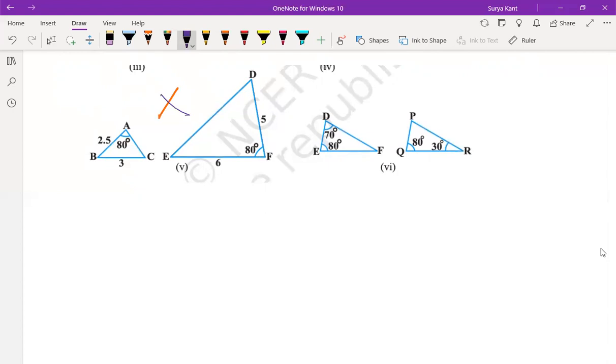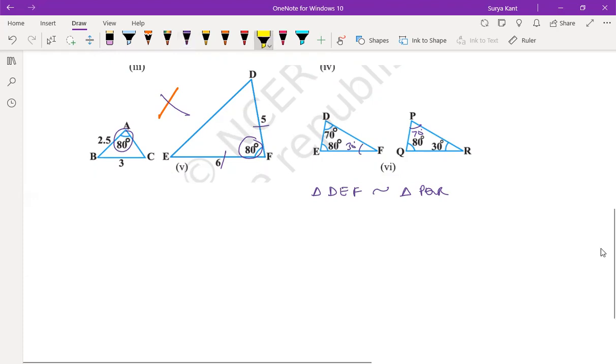See, this angle is between two sides, right? And this angle is between where? Outside only. So it's not similar at all. What about the last one? Similar, right? Sir, it's similar. So directly we can write triangle DEF is similar to triangle PQR. This is 30 degree, here also 70 degree. The 70, 80, 30, 70, 80, 30. So triangle DEF is similar to PQR. Directly we can write over here.